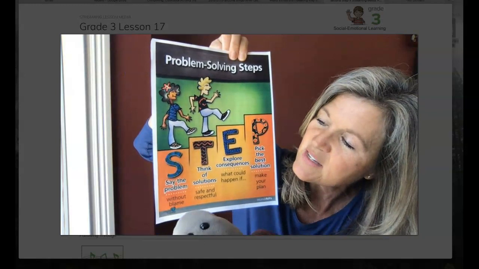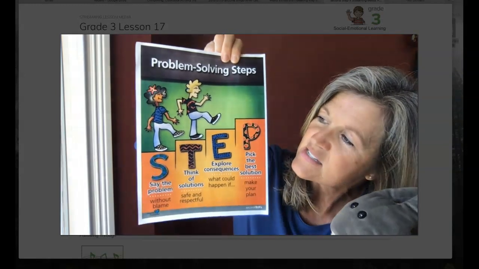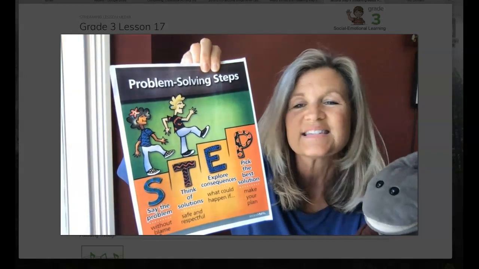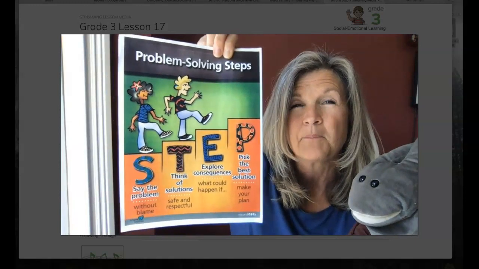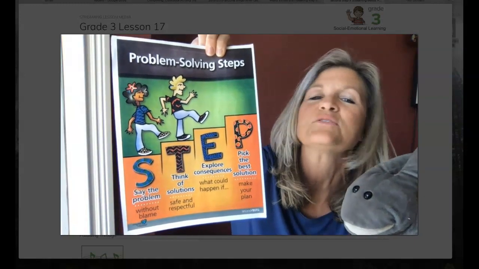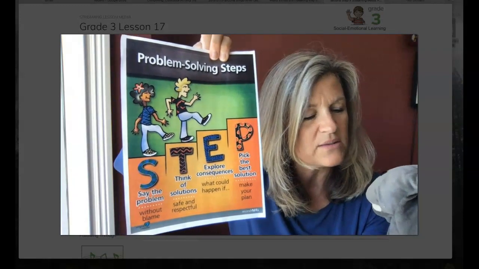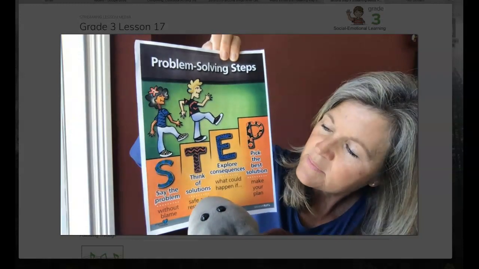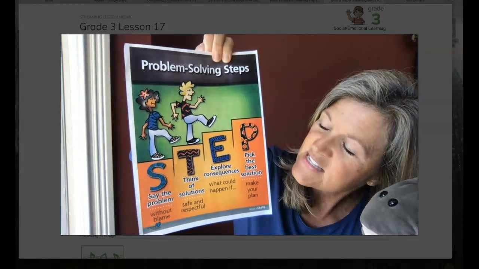So the first letter is S. Say the problem. Right. So the first thing you have to do when you're having a problem with someone is to say what the problem is. Sometimes you think the problem is you're just mad at them. But deep down, there's got to be a problem to solve. So first you have to say that problem without blaming anyone. And that's what we're going to talk the most about today. And then the second part of STEP is what, Snail? T. Think of solutions. Yep.